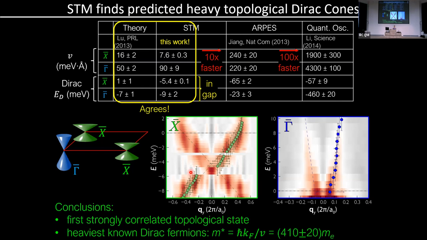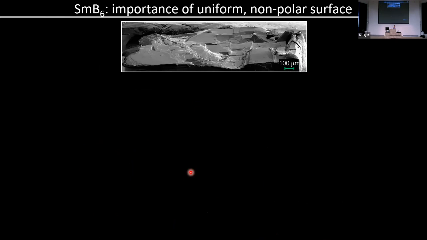So it's nice that we agree with the theory, but we still have to address the question of why other techniques might not be seeing the same thing that we're seeing. Why they're seeing faster Dirac cones and varied Dirac points. So samarium hexaboride is a rock. It does not cleave easily. So we basically have to smash it. We fracture it. We glue a post onto it and we whack it. It is the hardest we have ever had to whack anything to get a flat surface in our STM. And even so, you can see that this surface is pretty interesting.